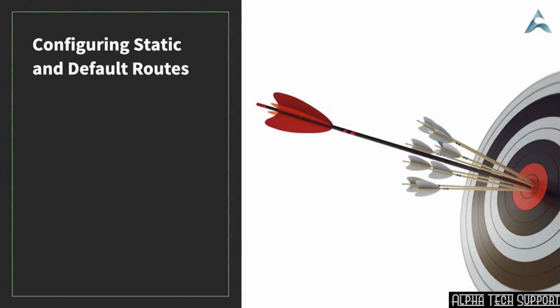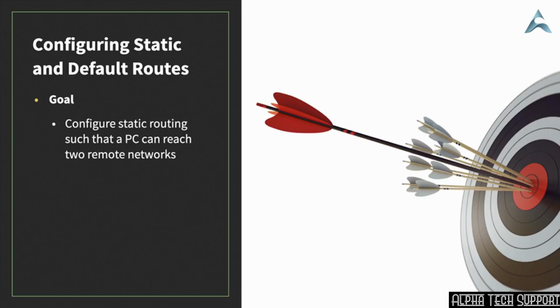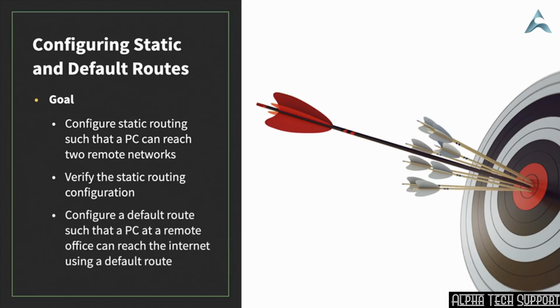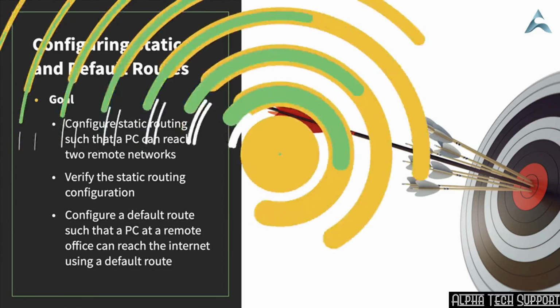Now that we understand the theory of static and default routing, in this video we want to set them up. We'll begin by configuring a couple of static routes that will allow a PC to reach a couple of remote networks. We'll verify that static routing configuration in the router, and then we'll do a default route configuration, where we might have just one path to get out to the rest of the world. Now let's go out to the live interface and first configure static routing.